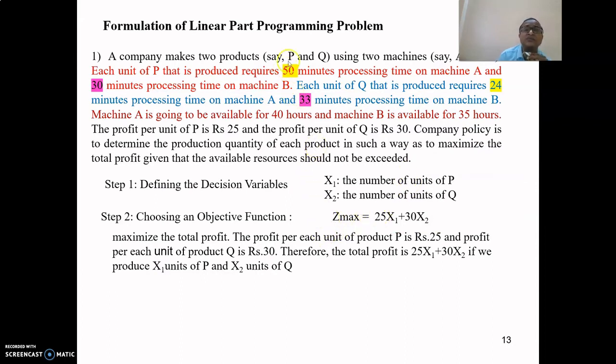Now these two products P and Q are processed on machine A and machine B, and the availability is given as 40 hours and 35 hours, but the processing time is given in minutes. So I will convert these 40 hours and 35 hours into minutes, and I am going to write the constraints with respect to the availability of machine A and machine B. Let us see.